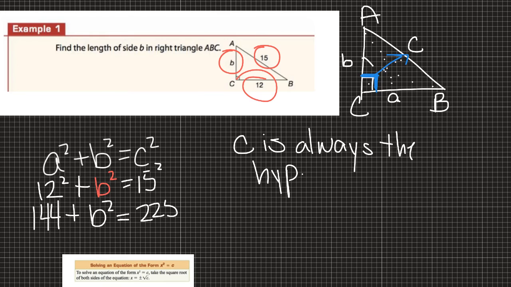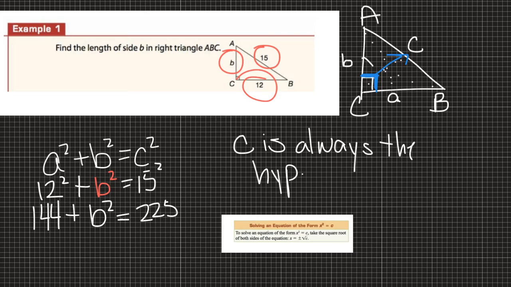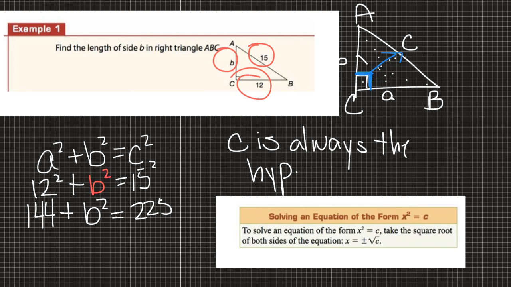225. Now, I pulled this up because I want you to see this real quick. Like I said, this is going to be part of how we solve this equation. So right here, we're still working. We have 144 plus b squared is equal to 225. Solving equations, we look at the side with the variable and we move what's not touching the variable. So I'm going to subtract 144 from both sides. That leaves me with b squared is equal to 225 minus 144, which is 81.